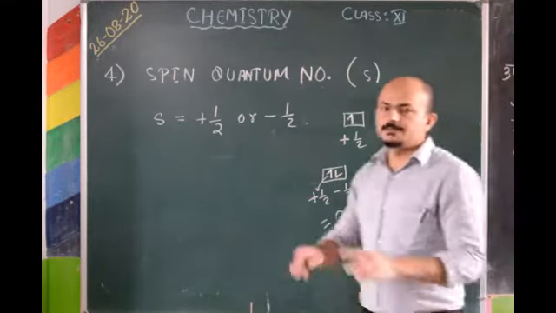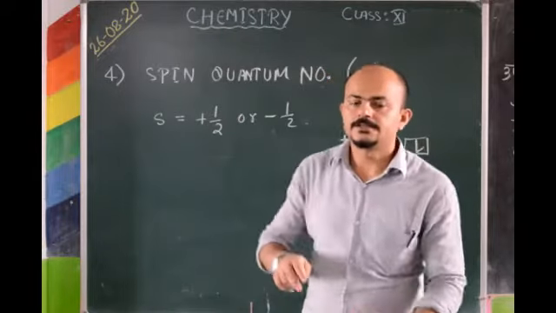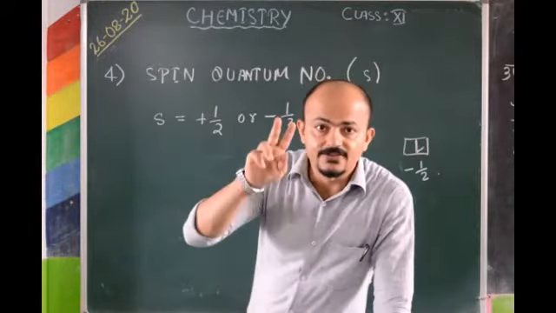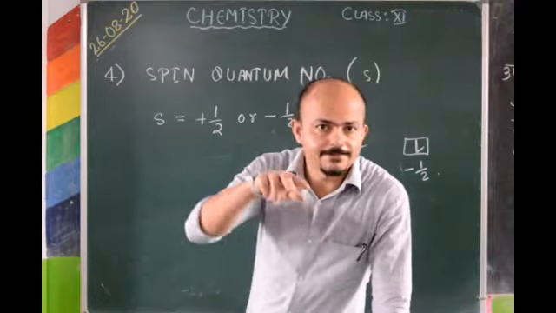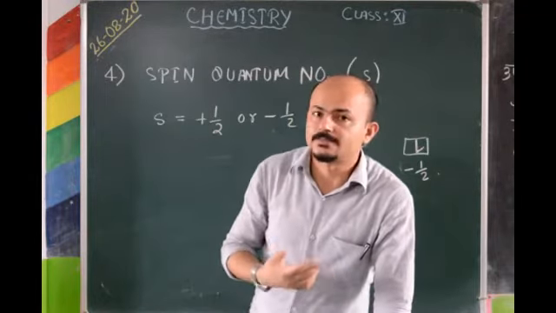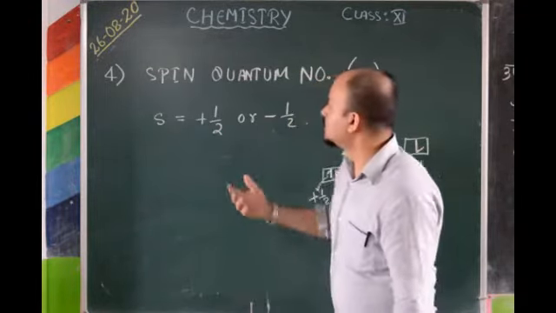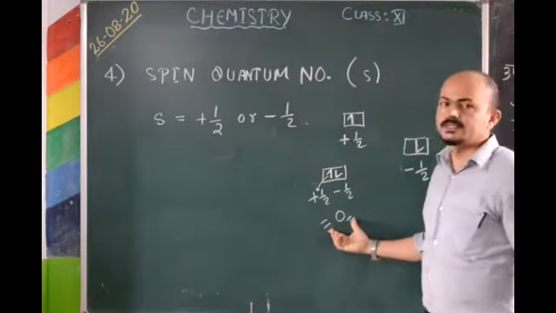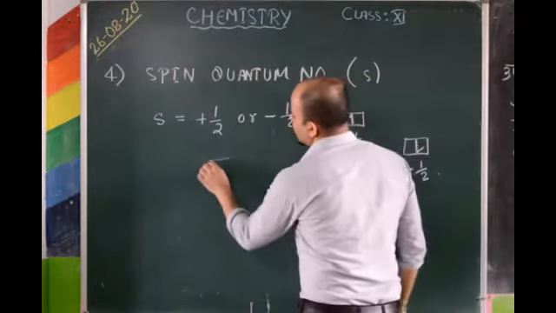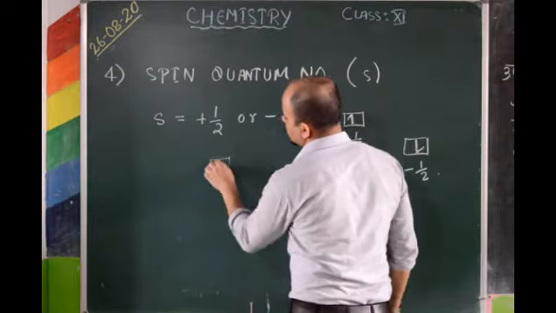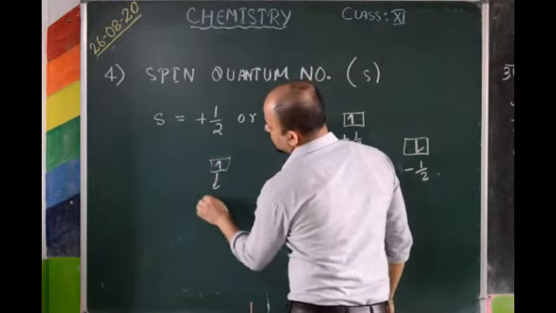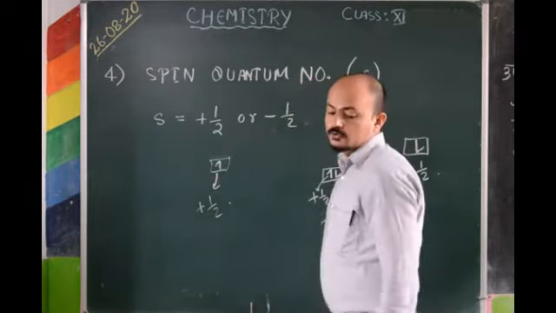So whenever 2 electrons are present in a particular orbital, they have to have opposite spin, and their overall spin quantum number value will be 0. If it is having 1 electron, then it will have a plus half value. So hope this is clear.